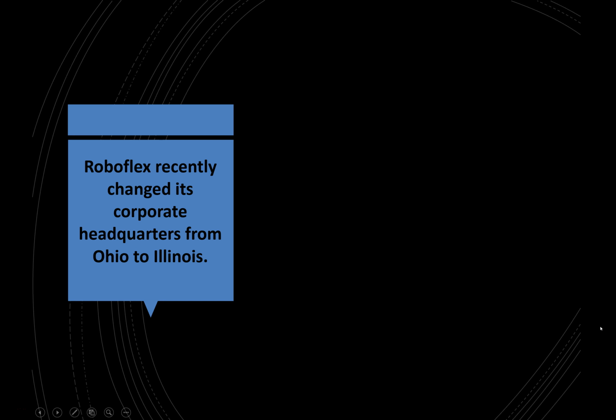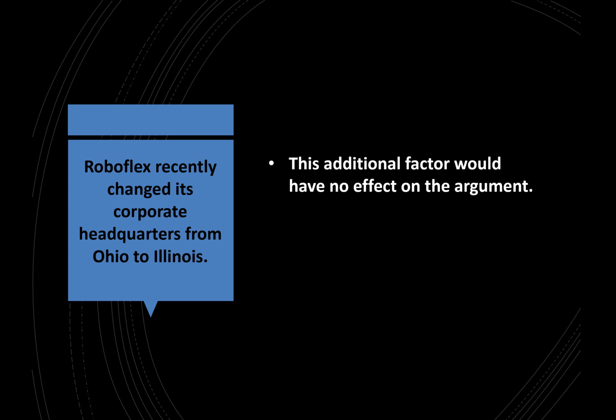We're doing the same stuff we did with the last example. So imagine you added that RoboFlex recently changed its corporate headquarters from Ohio to Illinois. So you're asking yourself at this point, is that relevant to the conclusion? Does that have anything to do with whether or not Jenny's going to be able to duplicate Raquel's results on this machine, right? And the answer is no. There'd be no effect. Why? Because that's irrelevant. It's irrelevant to the conclusion.